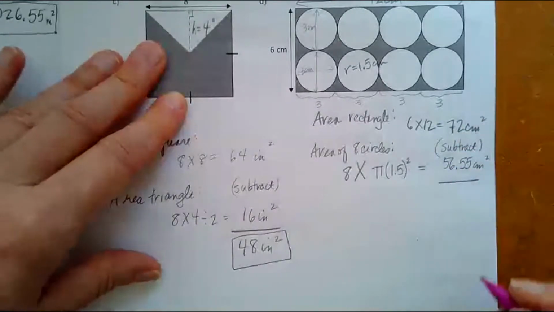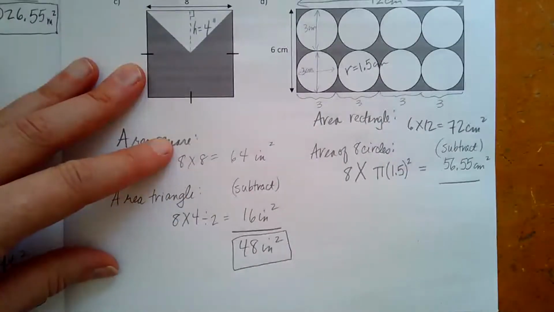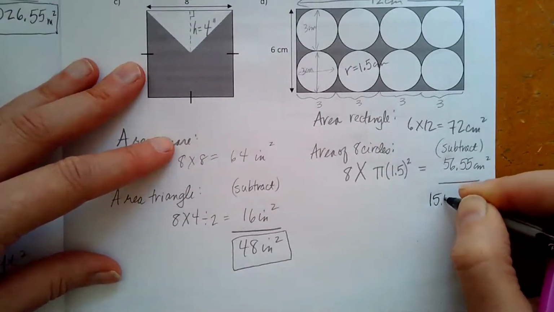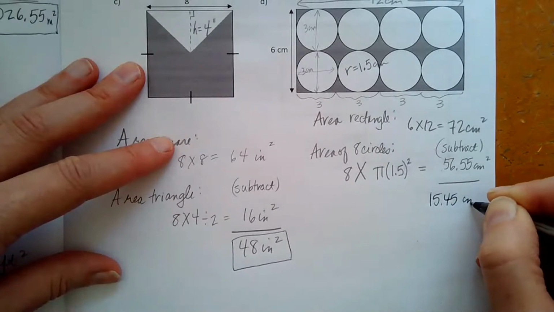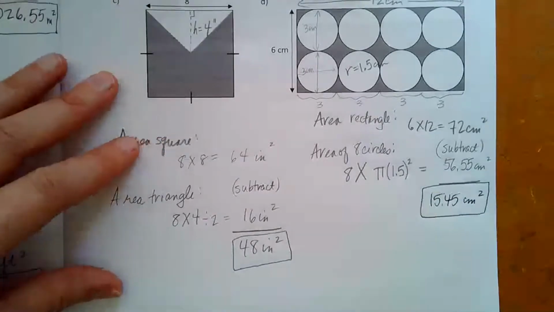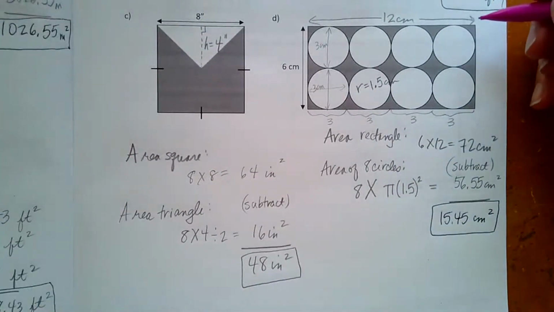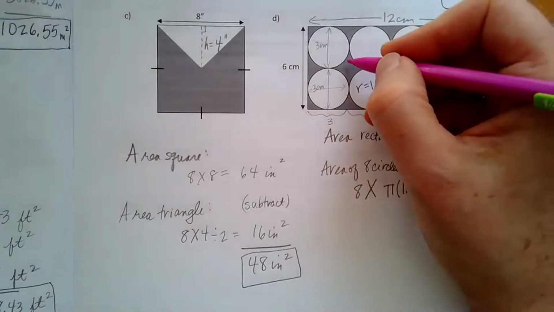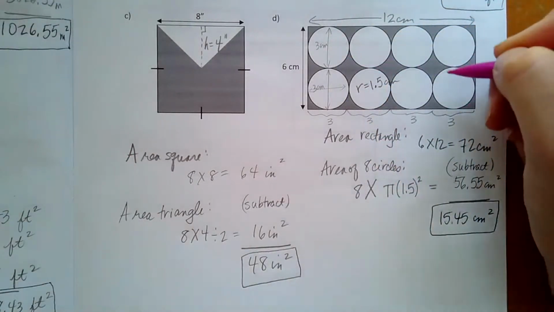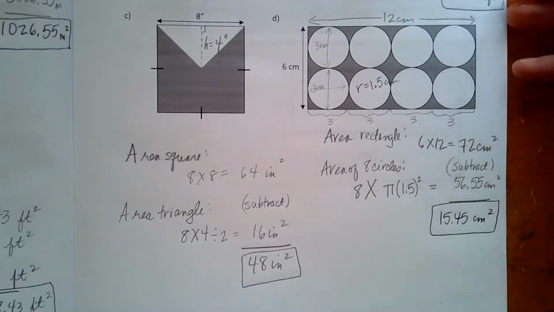Now remember, we want subtract. 72 subtract 56.55. I'm just writing the word because sometimes my little subtract symbol might get lost. So we end up with 15.45 centimeters squared. And the only way that I could calculate that is by doing kind of a backdoor approach, doing a subtraction method, because we don't have any formulas for these odd little shapes to add them all where the shading is. So that's it.